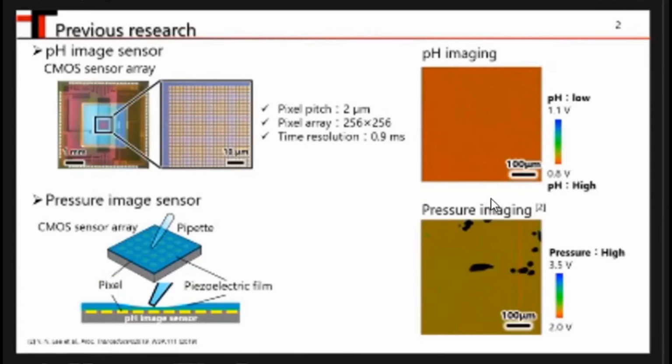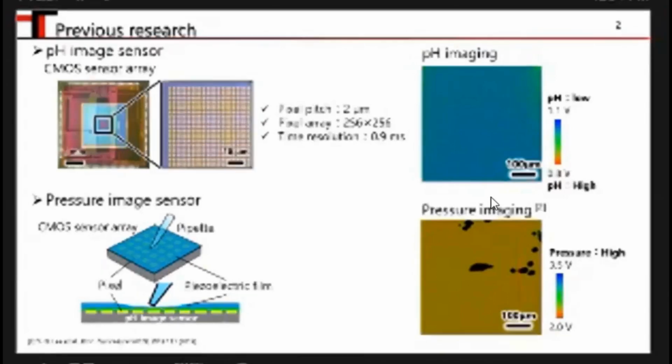Our research group has succeeded in visualizing changes of hydrogen ions and pressure using a CMOS sensor array. This is a result of pH imaging, and this is a result of pressure imaging. In this pressure image sensor, pressure is measured by attaching a piezoelectric film on the pH image sensor.